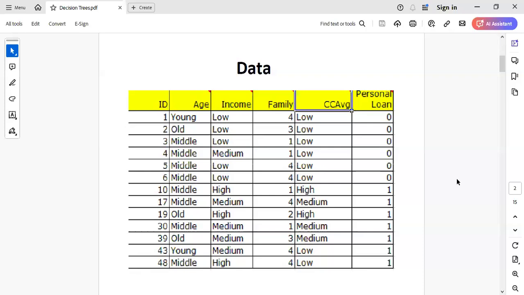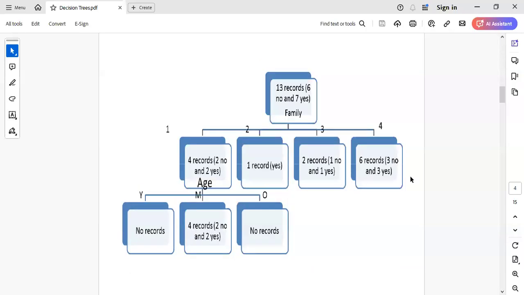So even if you split further, another attribute might come, because family is done, age is done. We are left with ID, income, and CC average. It might choose one more attribute and split. That is how it works. So at some point you will reach the stage of a leaf. But again, reaching the stage of a leaf is a very dangerous condition. Why? I will try to explain when we move further.